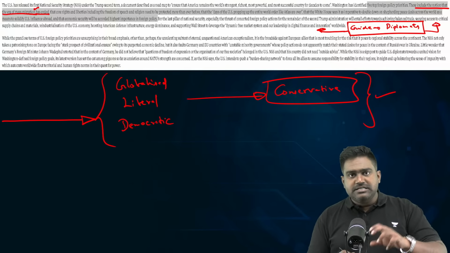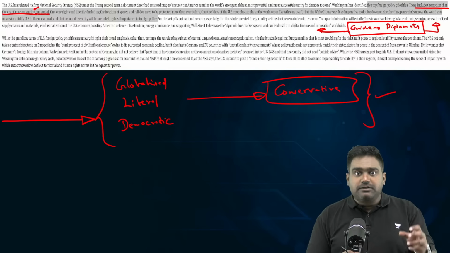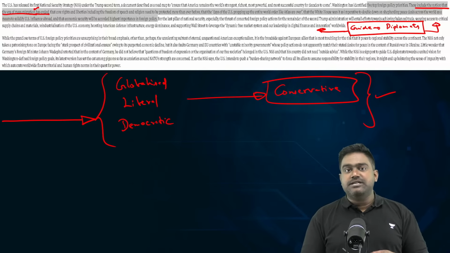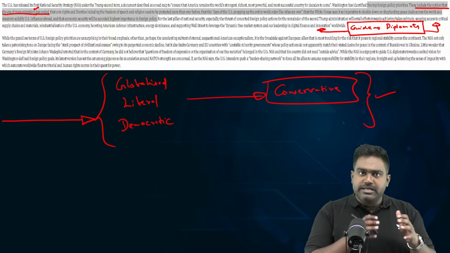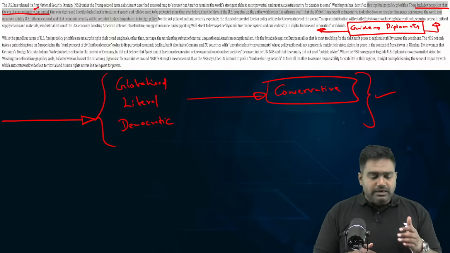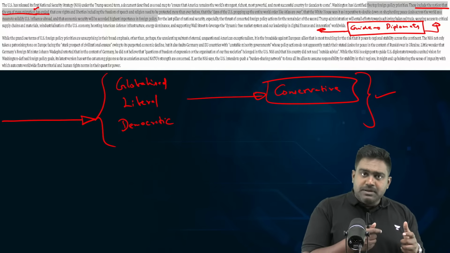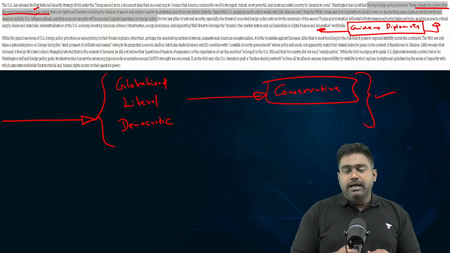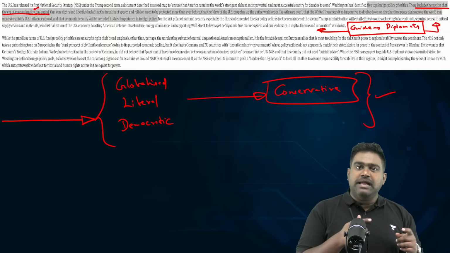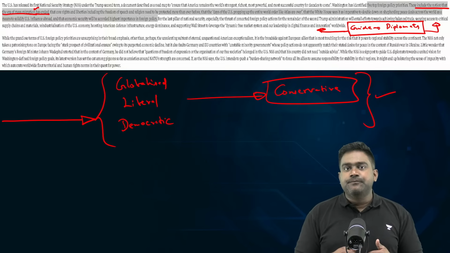Now you're finding this being reflected in America's national security strategy as well. Ending mass migration is the number one priority. So clearly, it means there will be bigger changes to be expected in the immigration policies of the US. And this, of course, will have an impact on the Indian community in the United States.